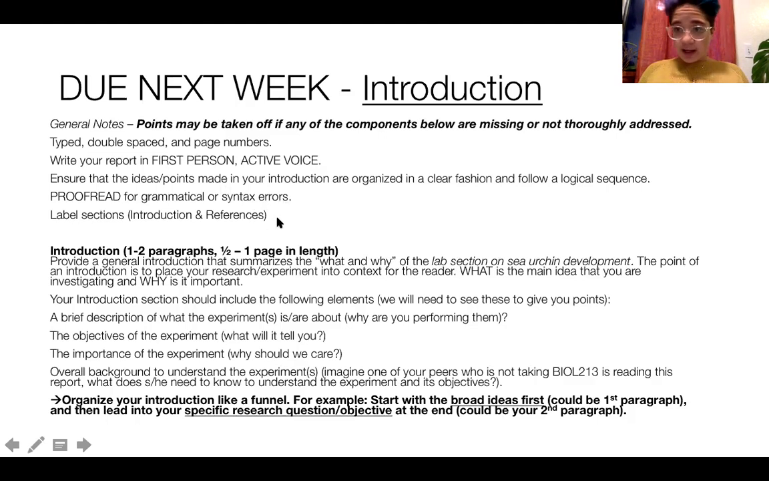Have your roommate read it, because we normally find a lot of grammatical errors, so just try to be aware of that. We try not to take a lot off for grammar though. It's more of a, can we tell you read it kind of thing. And then label your section. So you'll be doing an introduction, and then I believe we're also asking you for a couple of references.